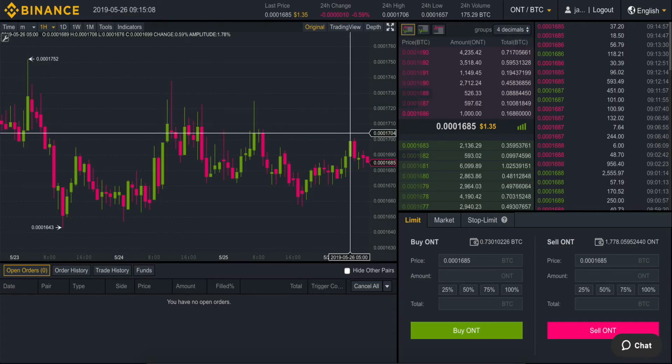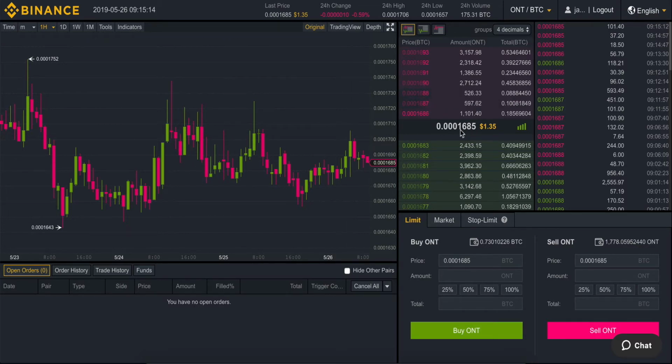So now we are on Binance. What we want to do is purchase the crypto. So we can see here, this is the current trading price, 1685. These are all the buy orders and these are all the sell orders. So what you want to do, you want to have a Bitcoin in your Binance account, of course, and you want to come over to a limit buy.